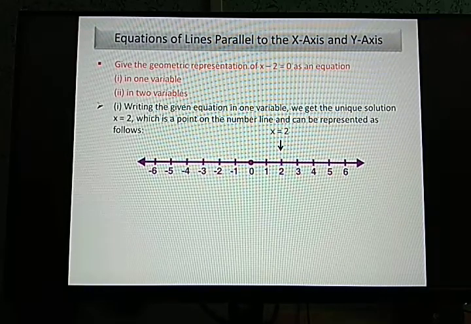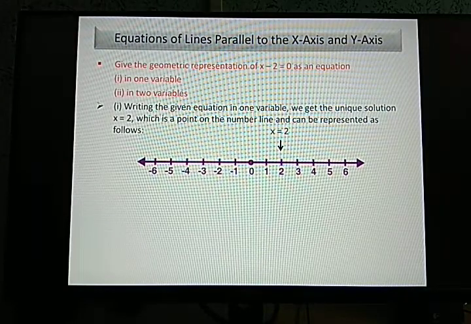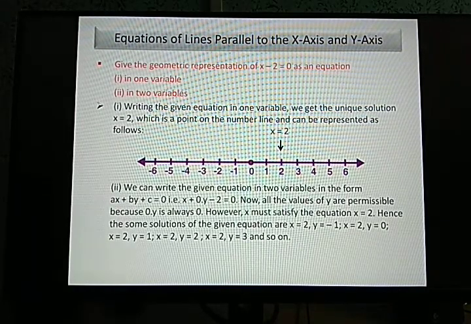Now we have to find out the geometric representation of the same equation in two variables. So how to do that? First of all, we will write the given equation in the form of a linear equation in two variables, that is ax plus by plus c equals 0 form. If we write it in that form, our equation becomes x plus 0 into y minus 2 is equal to 0. Clear? Then we have to put some values of x and y so that we can plot them in the Cartesian plane, that is in our graph.